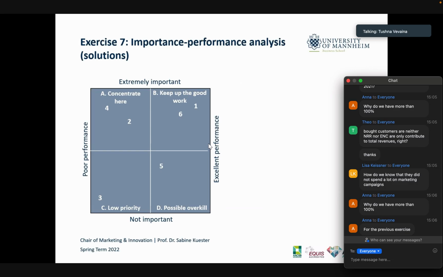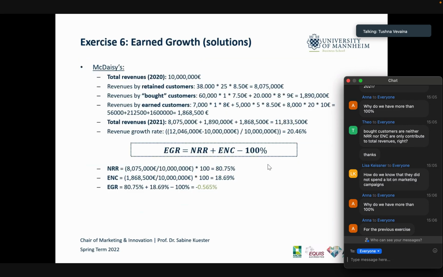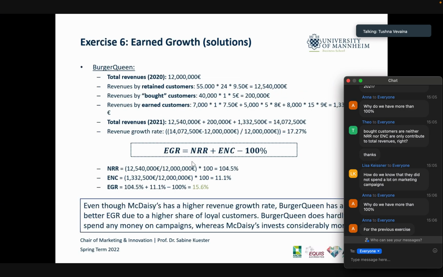Why do we have more than 100% for the previous exercise? Okay, let me see if I can just go back there. Over here, we see that, for example, we have a negative value because, as I mentioned, you don't have too many customers which were earned. They were just bought customers.